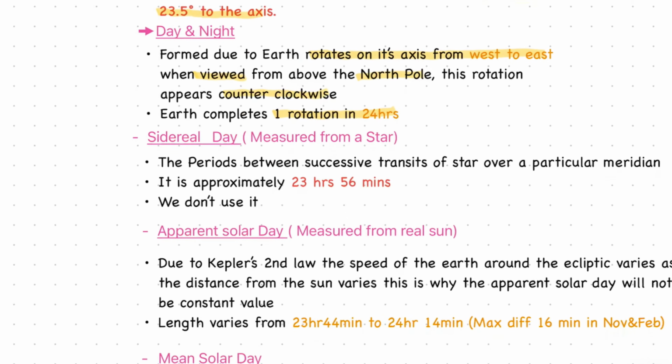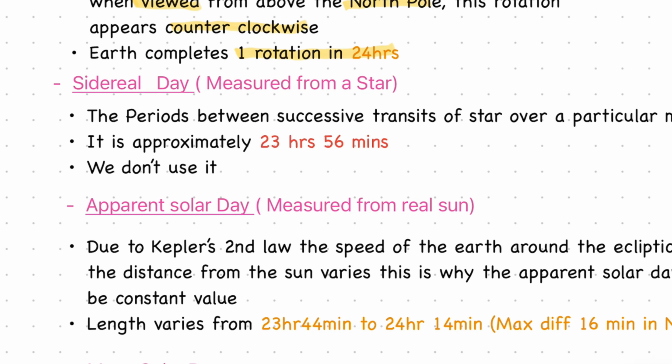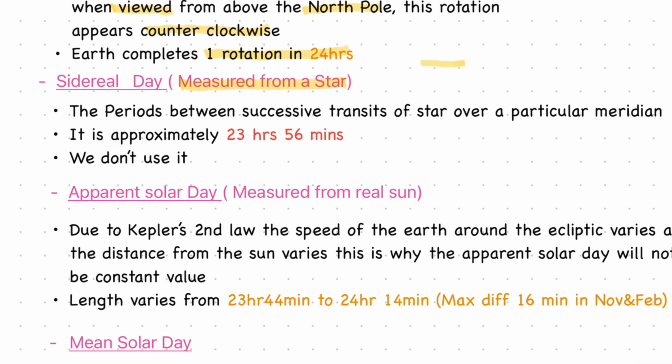Now we have 3 types of days. First is the sidereal day, measured from a star. It is the period between successive transits of a star over a particular meridian. It is approximately 23 hours 56 minutes. Then the apparent solar day, measured from the real sun. Due to Kepler's second law, the speed of Earth around the ecliptic varies as the distance from the sun varies. This is why the apparent solar day is not a constant value. Its length varies from 23 hours 44 minutes to 24 hours 14 minutes. The max difference is 16 minutes in November and February. You just have to remember the time frame.